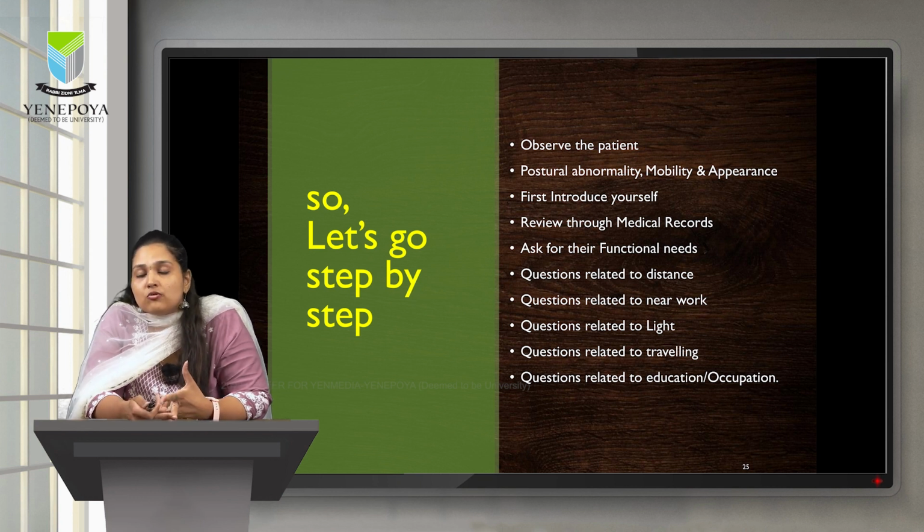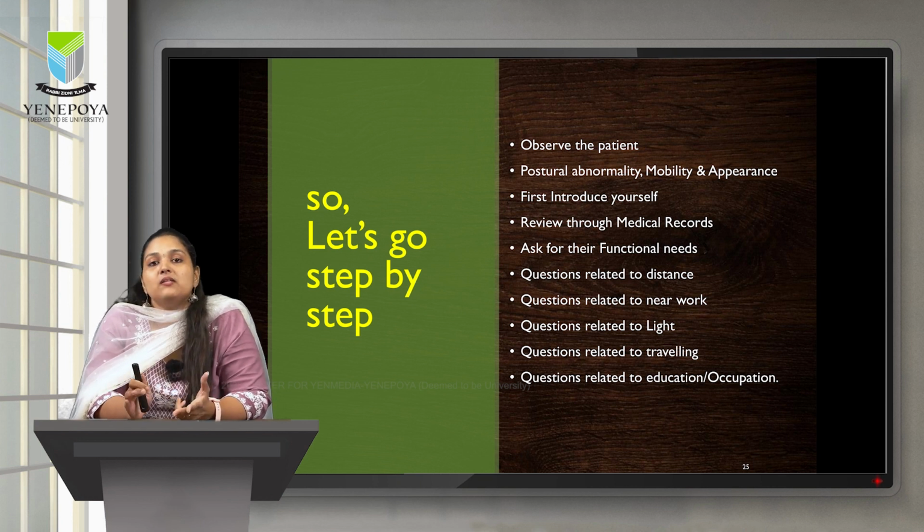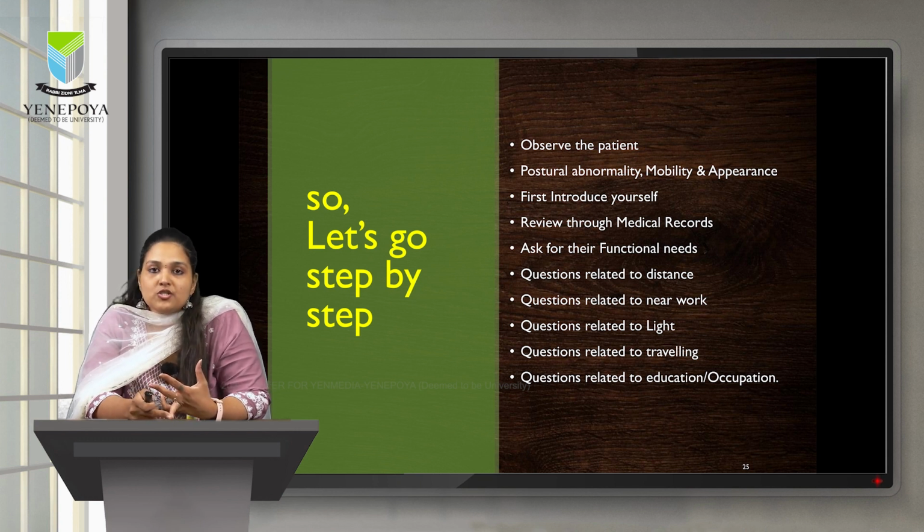Then questions related to light: do they want more light or less light? Then questions related to traveling: whether they stopped traveling because of the low vision condition, how they are traveling, whether they still ask others for help with traveling, or they are able to go everywhere themselves. Then last are questions related to education and occupation: whether they are still working or because of the low vision they stopped working and always depend on others, and whether they are ready to work in future or not.